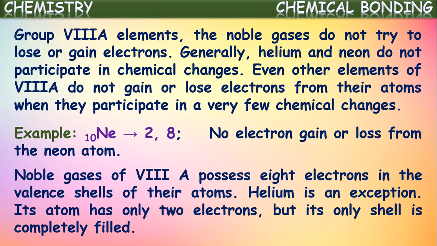Its atom has only 2 electrons. Helium has only 2 electrons, isn't it? Because its atomic number is 2. But its only one shell is completely filled. That is why it is also stable like the remaining elements of this VIIIA group, even though it does not have an octet. The configuration of helium, with only one shell completely filled with 2 electrons, is called duplet configuration.